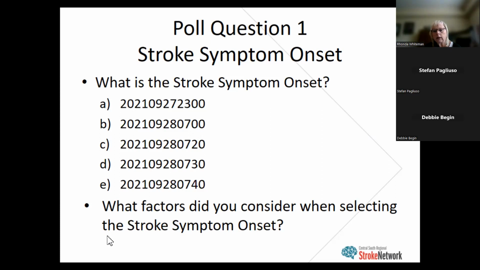So I'm going to stop sharing. When we look at this, what we were thinking was really that 720, because we had conflicting times, and we went with the paramedic report, where she was at 700 ambulating independently, and then she had symptoms. So what factors did people consider when we were going with this?